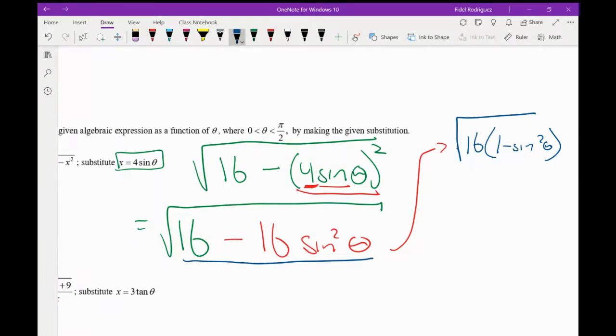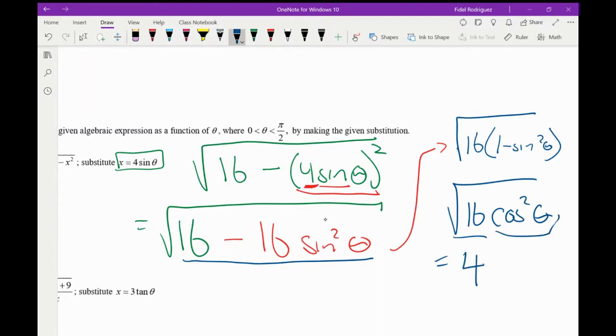1 minus sine squared x is the same thing as what? So 1 minus sine squared theta would be cosine squared theta, right? So what I'm going to do here is write 16 times cosine squared theta. What's the square root of 16? 4. The square root of cosine squared theta would just be cosine theta. Okay.